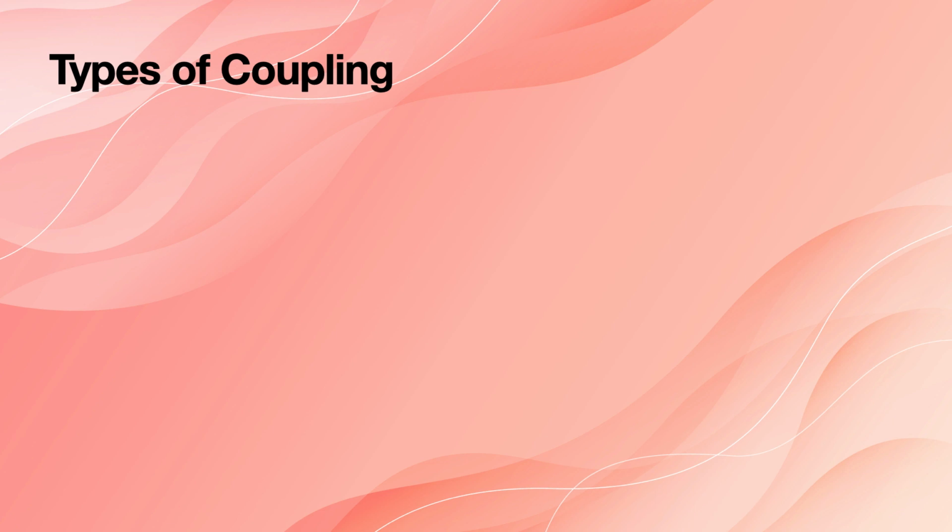Now let's have a look at types of coupling. One of the couplings is content coupling. Content coupling is when there are two classes and one class can access the private members of another class. Many programming languages don't allow this. For example, Java and C# don't allow this.